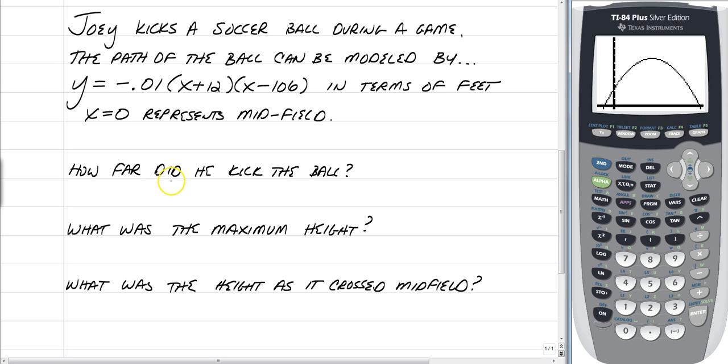How far did he kick the ball? Well, again, we're in intercept form, so we know that the intercepts are going to be from -12, 0, and it's going to land at 106, 0. From -12 to 106, that is a distance of 118 feet.